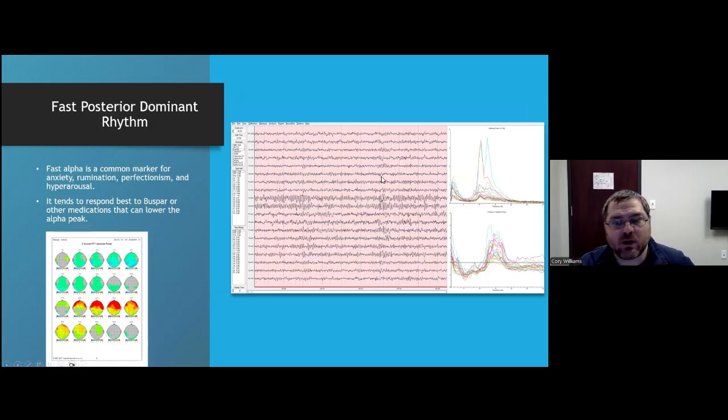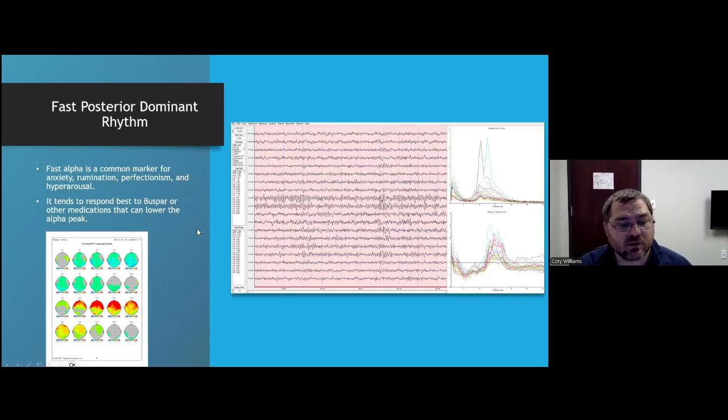So when someone has a fast posterior dominant rhythm, you know, this is a common profile in anxiety. It's a common profile in hypervigilance, people who are wound really tight. It can be a marker for perfectionism or for rumination as well. There are a few different meds that'll lower alpha peak. One of them is Buspar, and then sometimes clonidine can do it as well, or alpha agonists if you can get those. So like propranolol. All of those things can slow down an alpha peak.